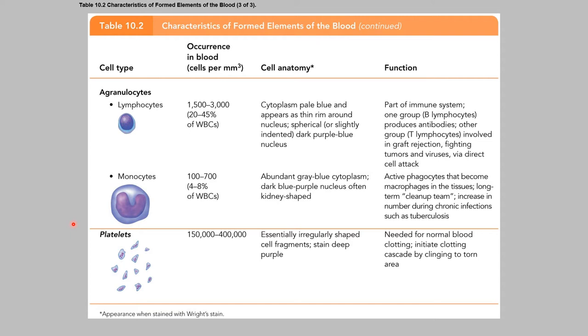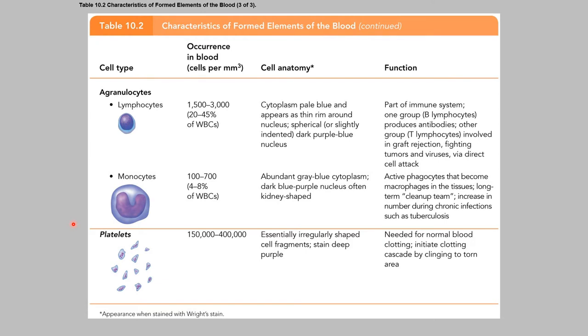Whenever you have an infection, whenever you have any type of injury or tissue damage, those macrophages are going to come in and clean up the debris. They carry out phagocytosis. Macrophages start out as a monocyte in the blood, and then when it moves into the interstitial fluid, it matures, if you will, into the macrophage.